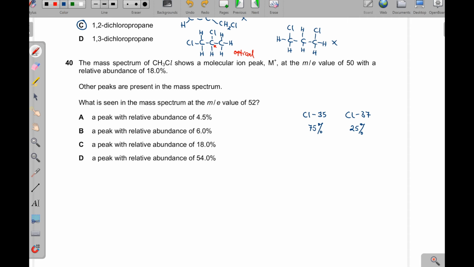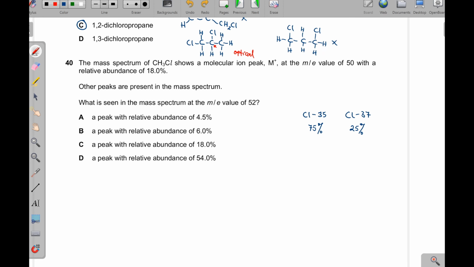Next, we are going to have a molecular ion peak. The molecular ion peak represents the mass you get for the whole molecule. Consider chlorine either 35 or chlorine 37. Now they are saying this one is at 50. Where does 50 come from? Carbon is 12, plus 3 for hydrogen, that will be 15. Then this chlorine here will either be 35 or 37. Now 35 plus 15 is the one that gives you the 50. That means we are seeing chlorine 35.